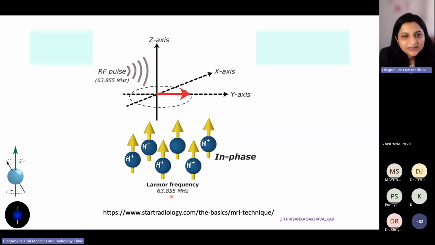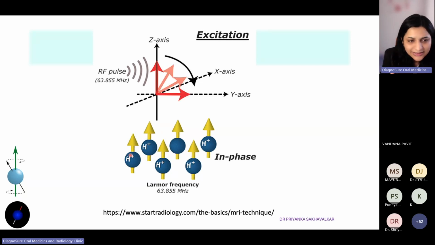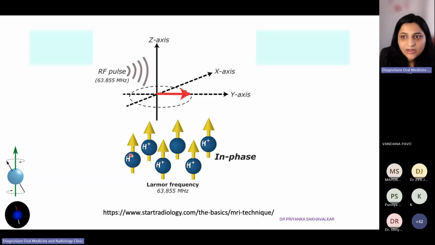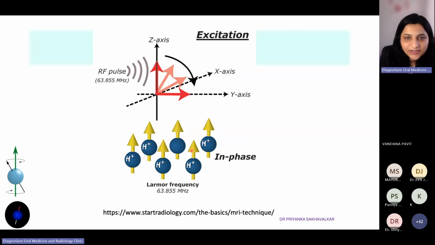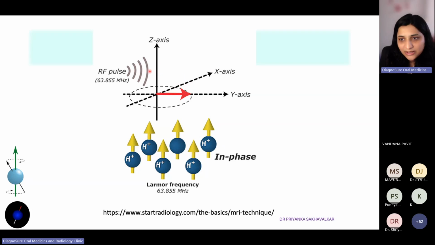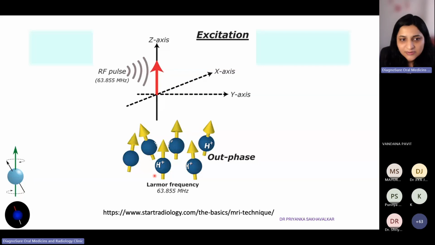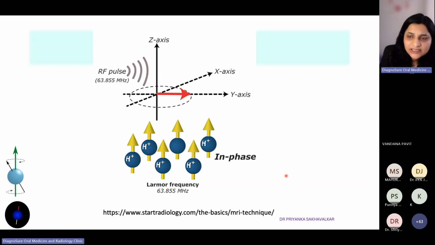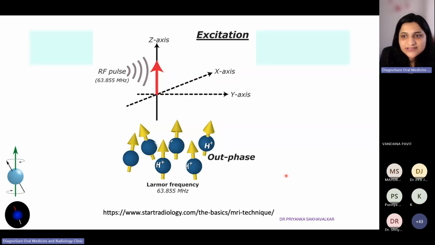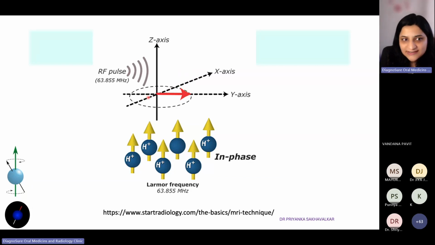Now, these hydrogen protons do not spin synchronously. Individually, they have their own rotation, and this state is known as the out of phase state. When we apply a radio frequency pulse, these protons begin to spin in phase. So these out of phase protons will turn in phase, causing the net magnetization to shift from the Z-axis, that is the longitudinal plane, to the XY axis, that is the transverse plane.